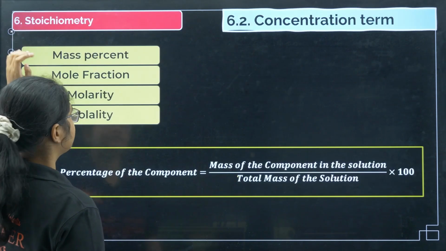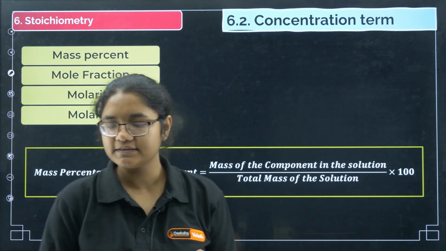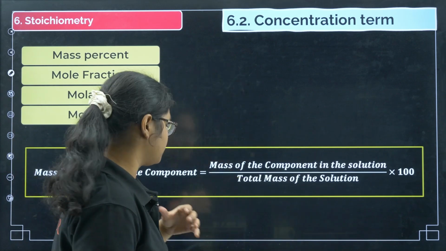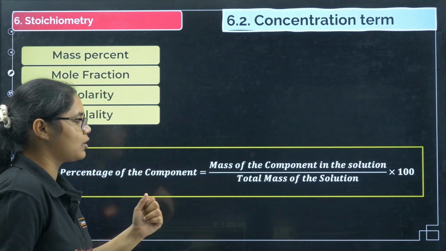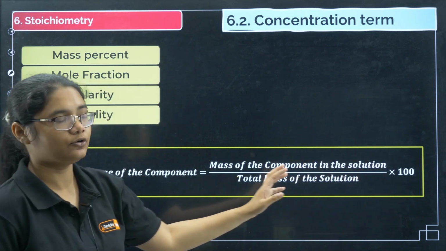Let's see the next question here. Next is your percentage or different concentration terms. This I think all of you have already studied in the solutions chapter in much detail. So just the formula we can revise: mass percentage of the component is the mass of the component in the solution divided by the total mass of the solution into 100.